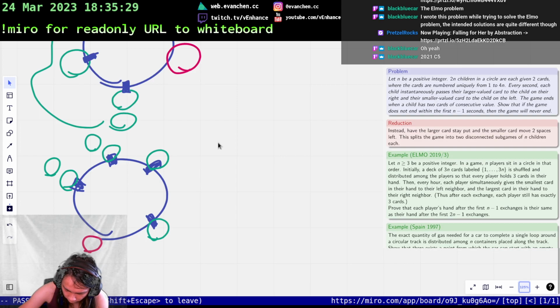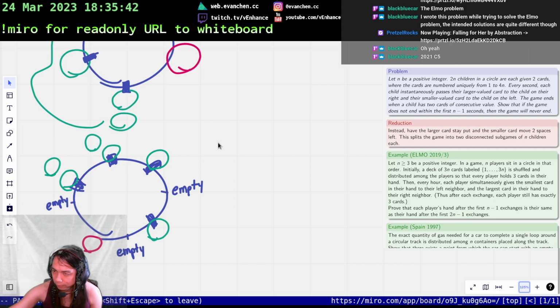I'm gonna write empty or something. I don't know. Empty. This is really obnoxious to write. But the point is, you can cut the ring somewhere such that you can't go past the end of that ring until the red things collide.